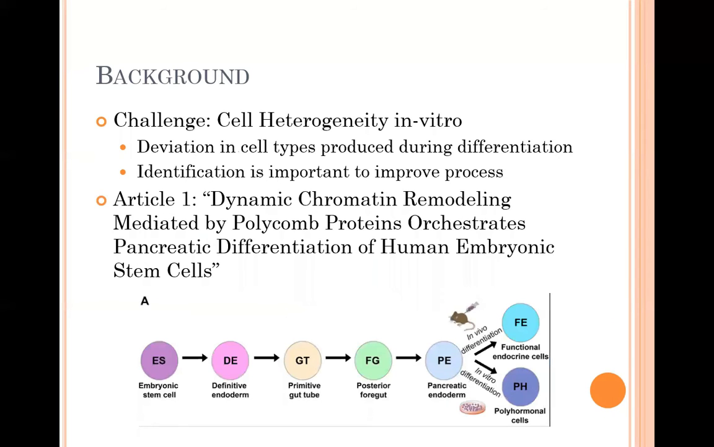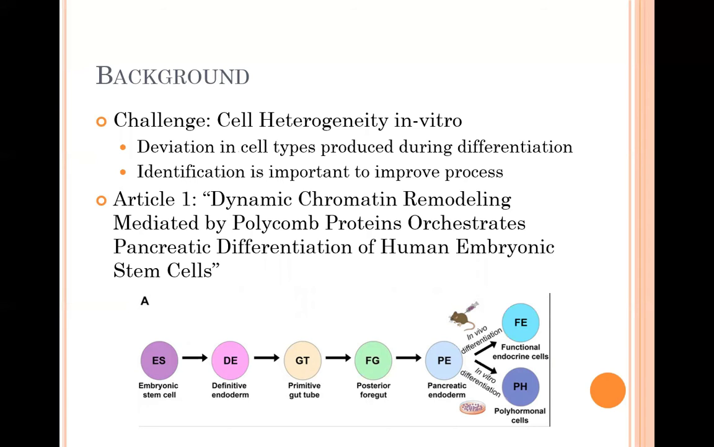But one issue with in vitro protocols is the heterogeneity of cells. Throughout differentiation, some of the cells will branch off and become untargeted cell types. Identifying these cells can really help to improve the efficiency of the overall process.